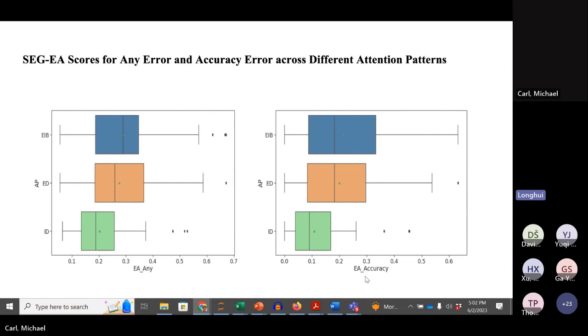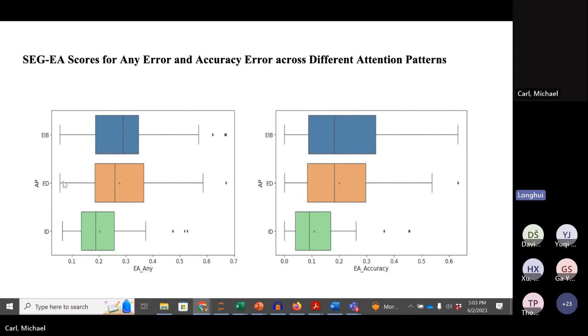Yes. So here, the first box plot is any error. So overall, we can see that the eye dominant interpreters produce the least errors according to our data set, of course. And then we can see that slightly different are the ear dominant interpreters. They have a very big span of the box plot.